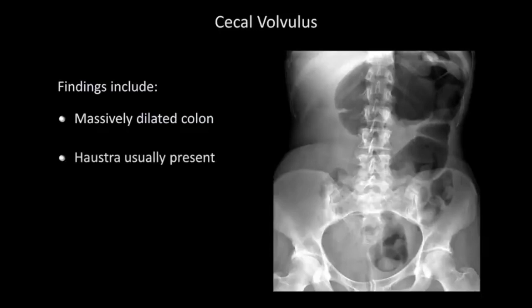Lastly, you're going to look for everything that's outside of the abdomen. You want to assess the lungs, the bones that you can see on the film, and the soft tissues.